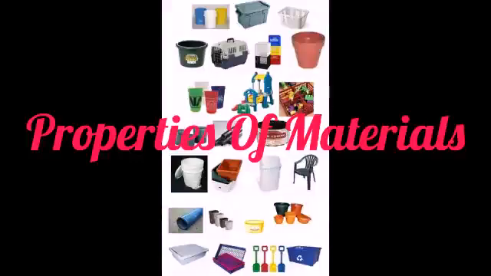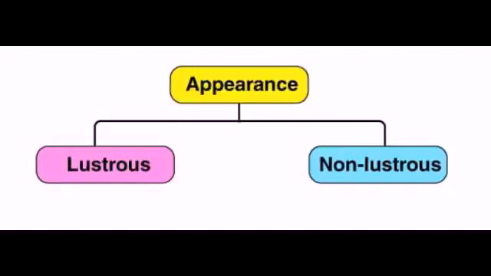Good afternoon, class. In the last class, we learned about sorting, why sorting is needed, and how sorting is done. Today, we will talk about how materials are sorted on the basis of their properties. So, we will talk about the properties of materials on which they are sorted. The first one is appearance.